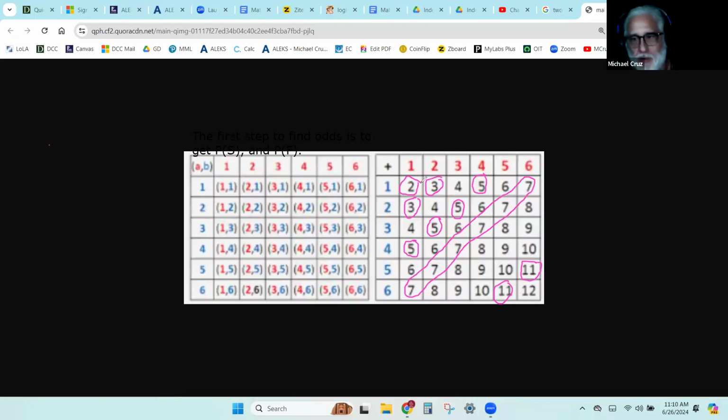So how many do we have circled? 1, 2, 3, 4, 5, 6, 7, 8, 9, 10, 11, 12, 13, 14, 15 prime numbers. So there are 15 values out of those 36 that sum to be a prime number.